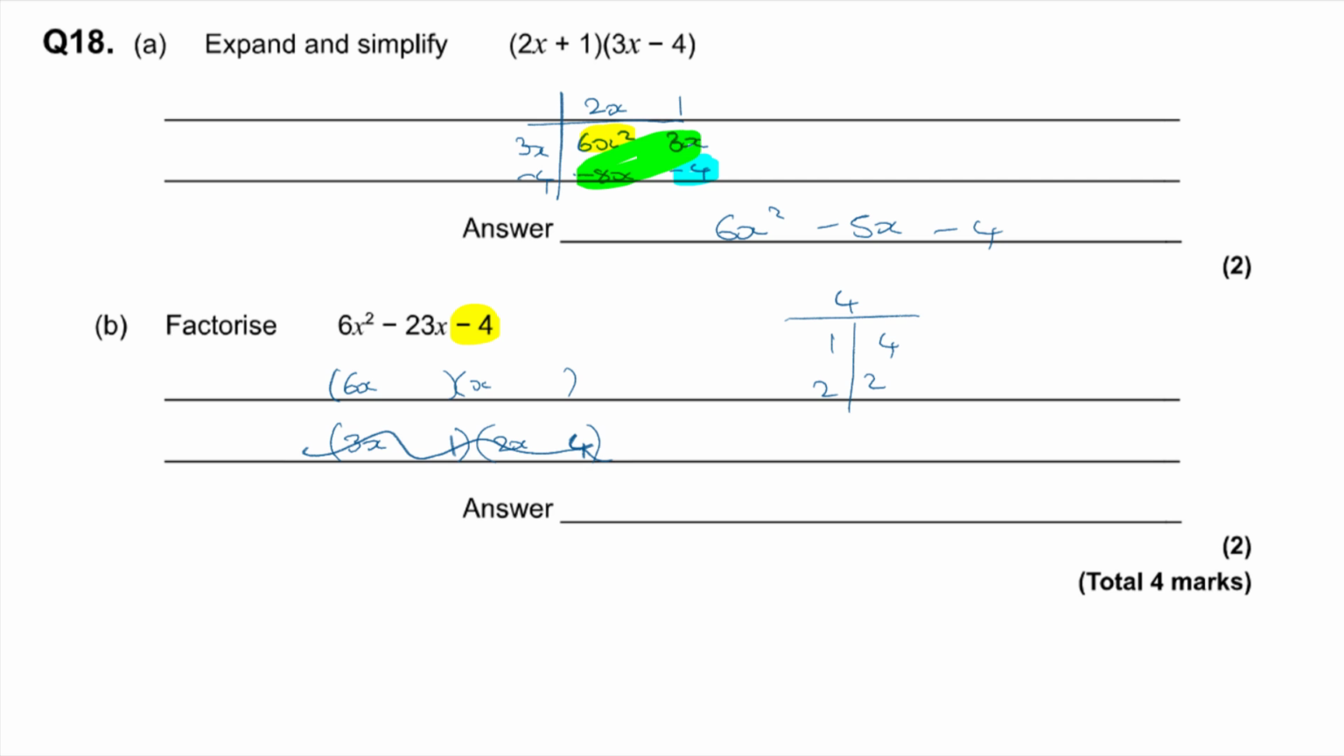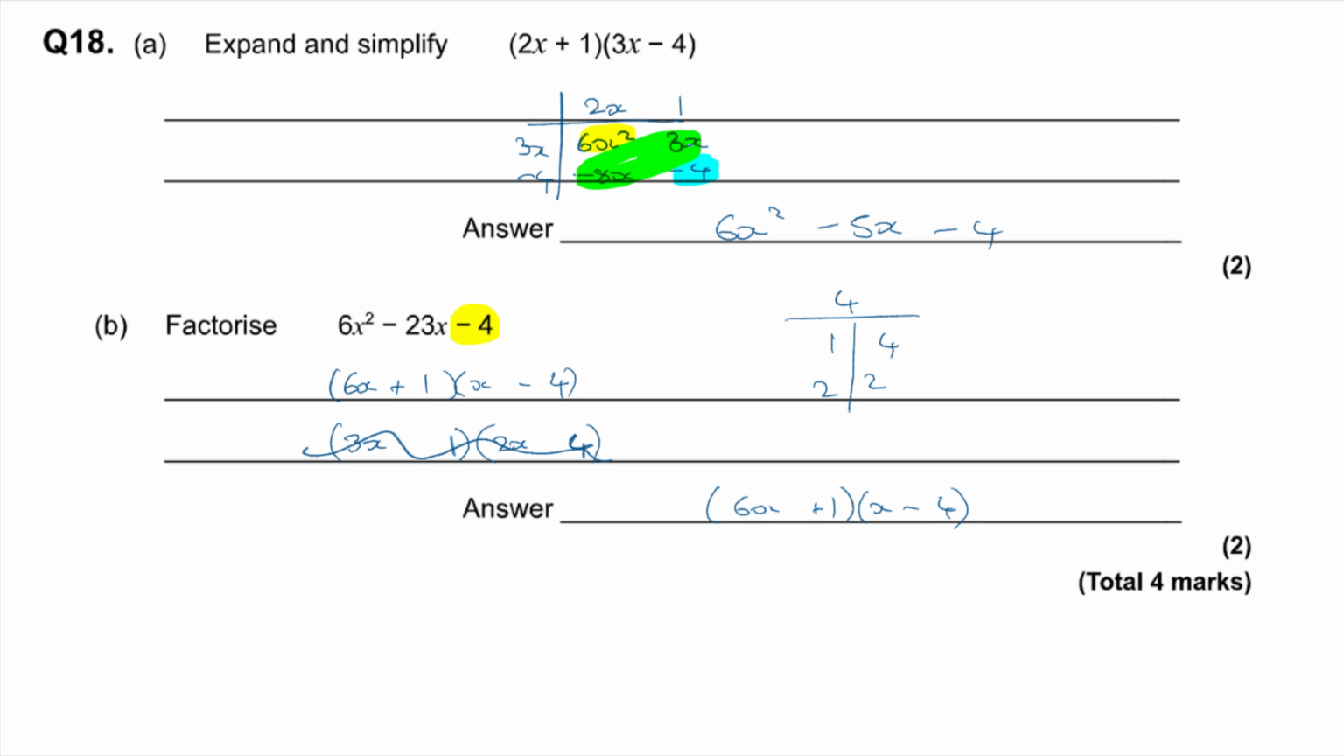Let's try the other one, 6x. 6x times 4, that's close, isn't it? 6x times 4 is 24x already. So if I put a minus sign in front of it, that would be minus 24x. And then if I multiply 1 by x, it's going to be a positive x, and minus 24x plus x is minus 23x as required. So it's that way round, and it's (6x + 1)(x - 4) as my final answer.